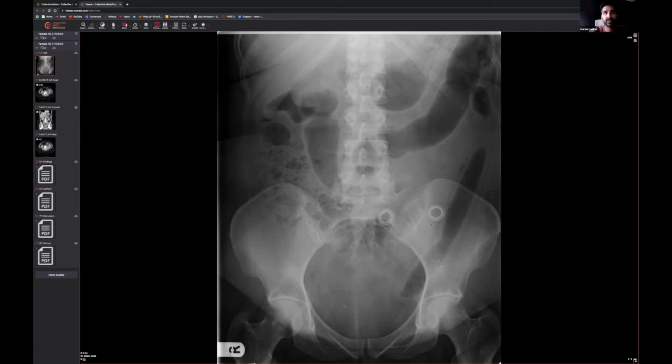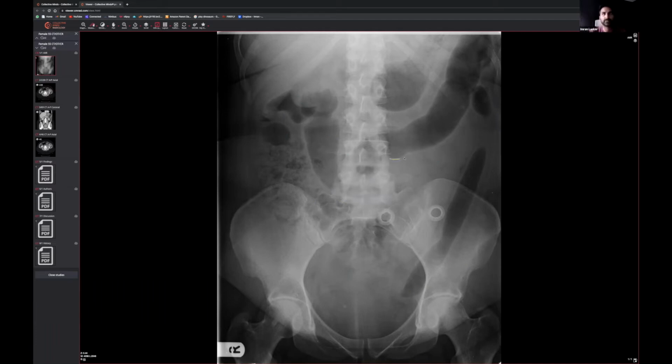So this could be just artifact from something the patient is wearing. But when we go back to the basics of x-rays, we're looking at the bowel pattern in particular. Within the central abdomen, you're going to get a whole lot of small bowel. Along the outside of the abdomen, you're going to have the large bowel. And this large bowel doesn't look quite right.